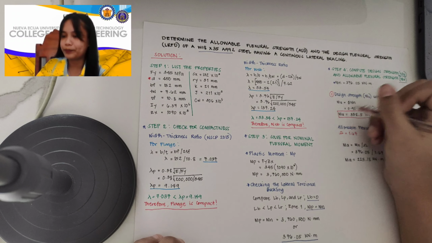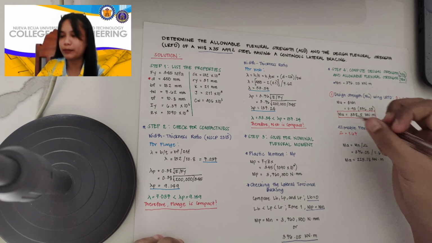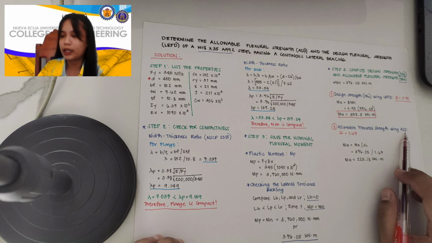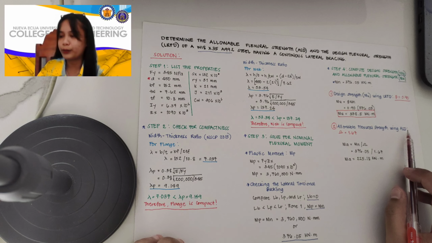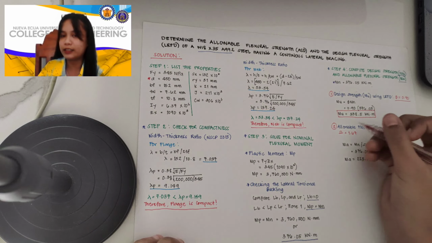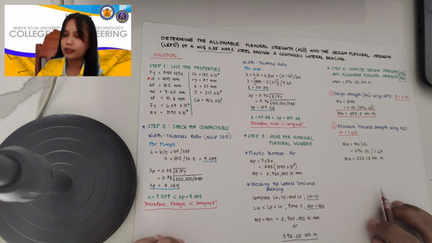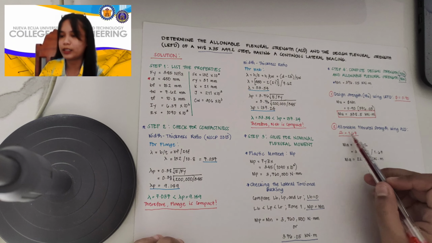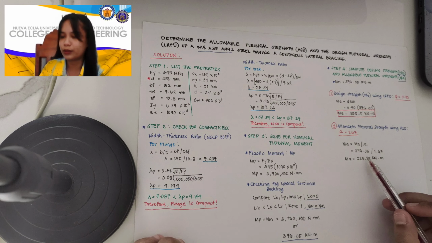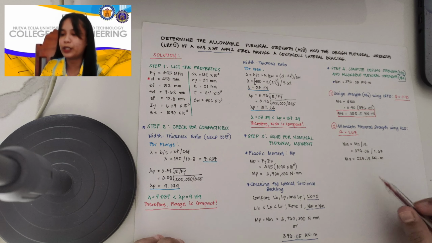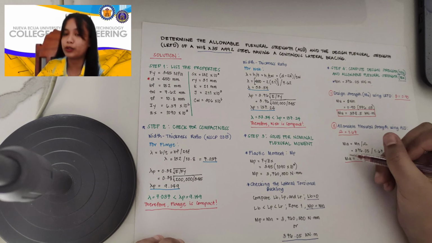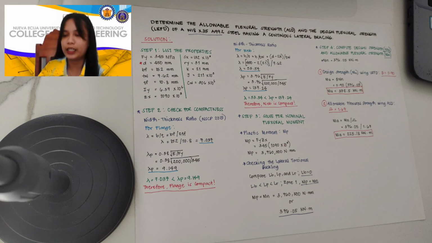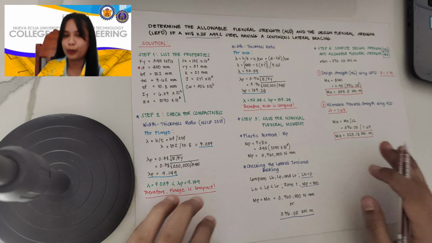Kilonewton meter. So last na hinahanap sa problem natin is the allowable flexural strength MA using ASD. So where the reduction factor for ASD is 1.67. So MA is equal to, divide lang natin yung MN natin na nakuha natin kanina sa 1.67. So therefore, we have MA is equal to 125.18 kilonewton meter. So that's it for the sample problem number 1.